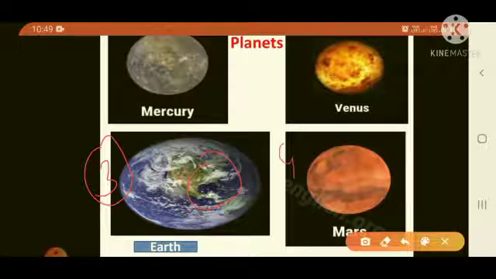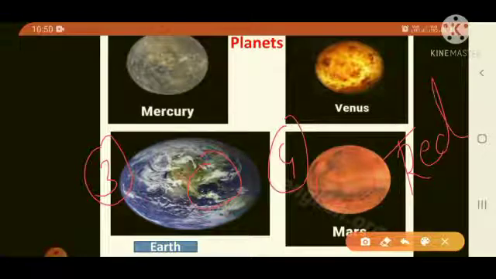Next, fourth one, Mars. Mars is covered with reddish sand and rocks. See here children in the image. Because of its reddish appearance, it is also called the red planet.